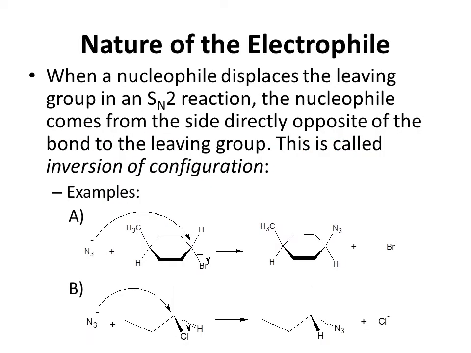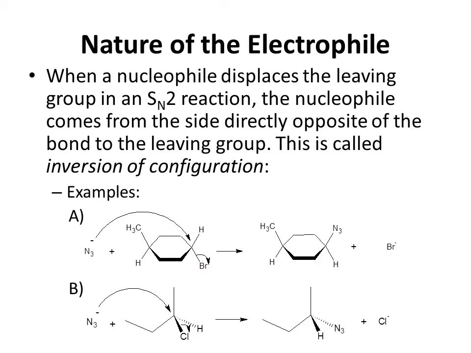Okay, now when a nucleophile displaces the leaving group in an SN2 reaction, it doesn't come from the same direction as the leaving group. So the nucleophile comes around the back, okay? It comes from the side opposite of the bond between the carbon and the leaving group. Doing that causes what's known as inversion of configuration.